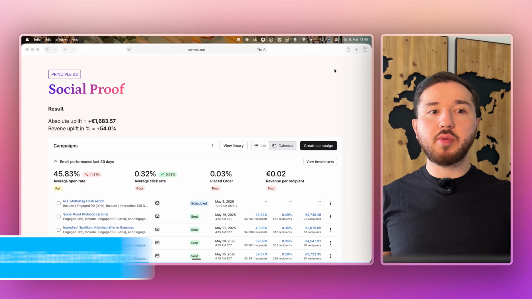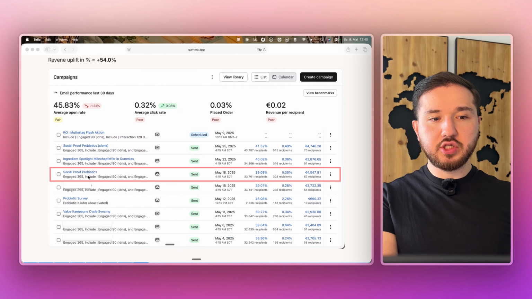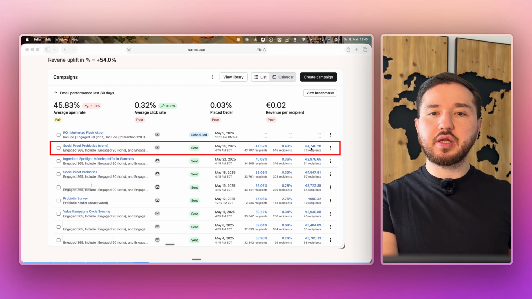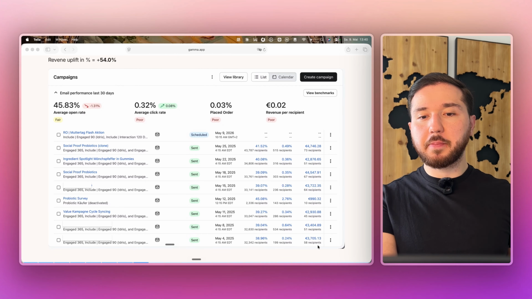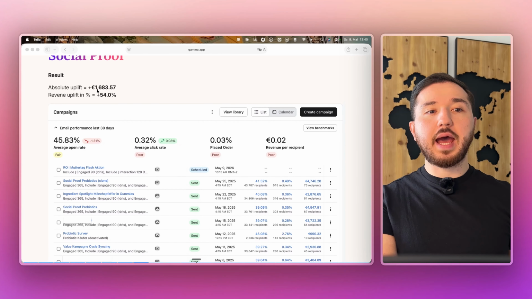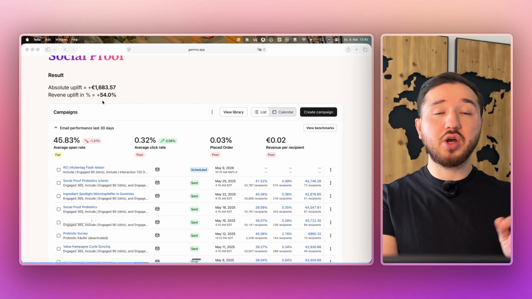The next principle you should use in email marketing is social proof. And what you can see here is we've sent these social proof probiotic email campaign, and it generated 4,500 euros. And then we sent a similar email a week later and generated another 4,700 euros. And when you compare it to the rest of the email campaigns, you can see that the average email campaign maybe has generated 3,500 euros, whereas these have generated 4,600 on average. So the absolute uplift was 1,600 euros compared to all the other email campaigns, which did not include social proof. But the revenue uplift in percentage was 55% higher, which is a lot.